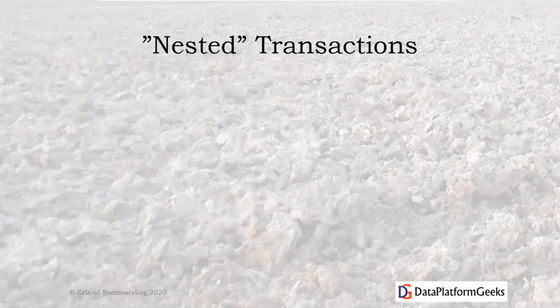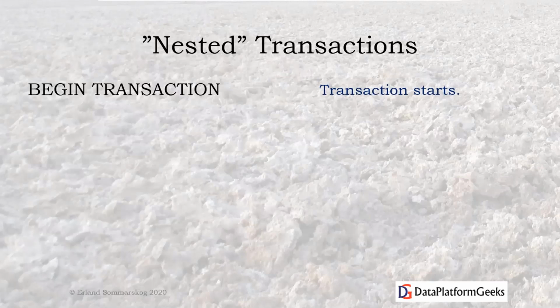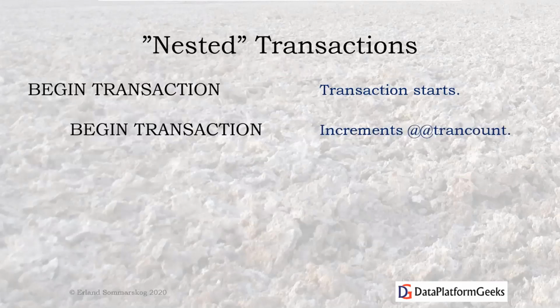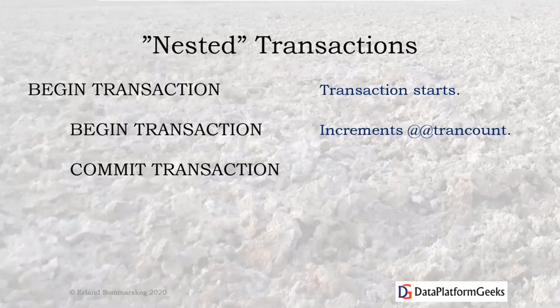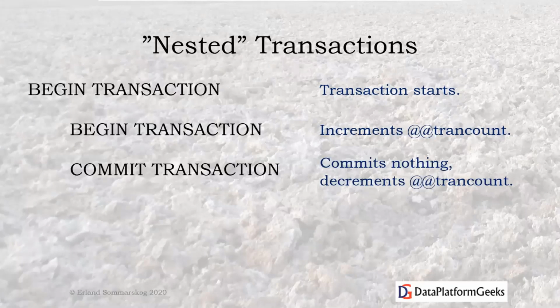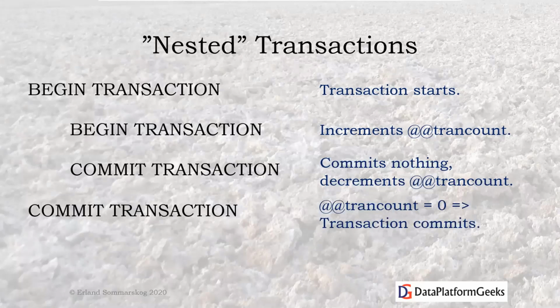And I put this in quotes because, well, there are not really any nested transactions. But you can do this. You can say begin transaction, and that starts the transaction. Then you can say begin transaction again, but all that happens is that @@trancount is incremented. And then you can say commit transaction, but nothing is committed. All that happens is that @@trancount is decremented by 1. But when you say commit transaction again and it comes down to 0, now this is where the transaction is committed and all other users can see the updated data.